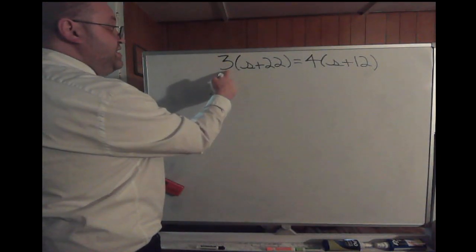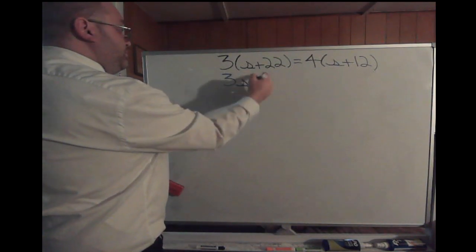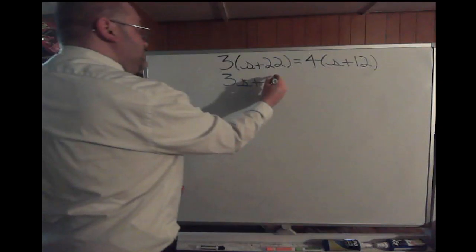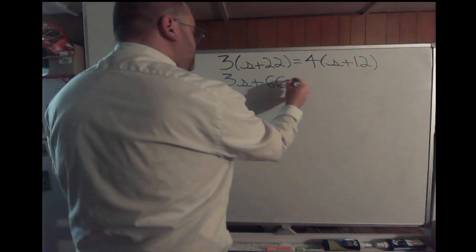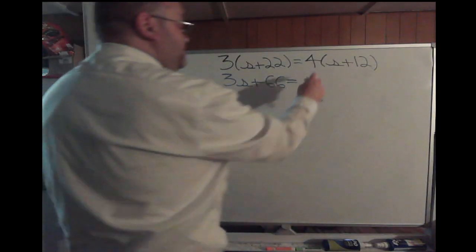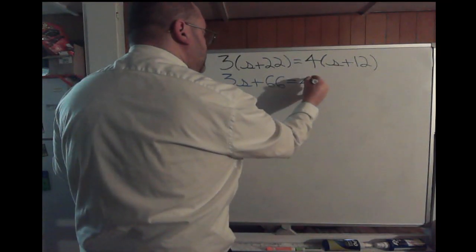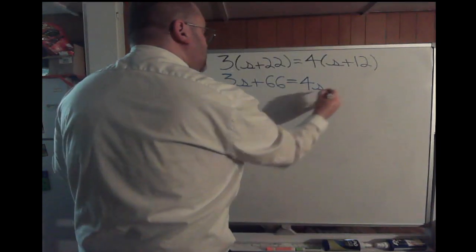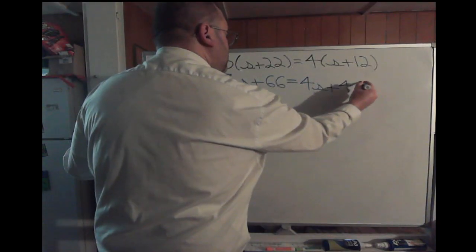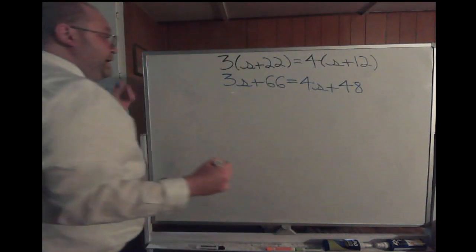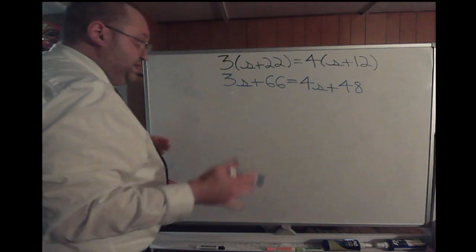So on the left side, you have 3 times S. That would just be 3S, plus 3 times 22, that would be 66. So the left side, you got 3S plus 66. You'll set that equal to, let's do the distributive property on the right-hand side. 4 times S, well, that's just 4S, plus 4 times 12, that's 48. Okay. Now we have an equation with the variable on both sides.